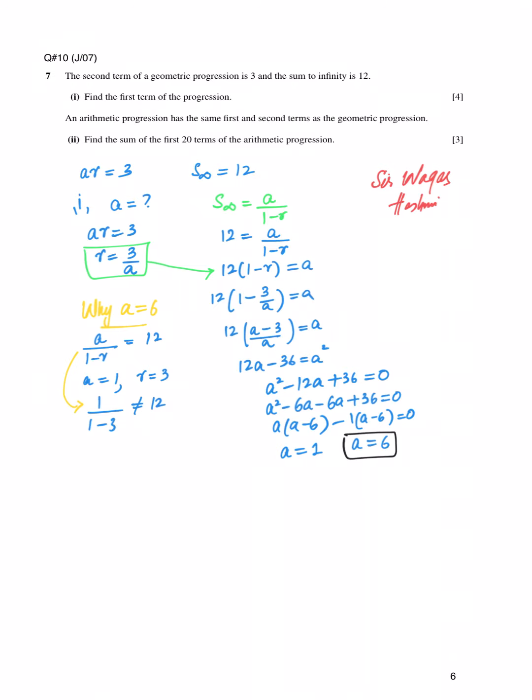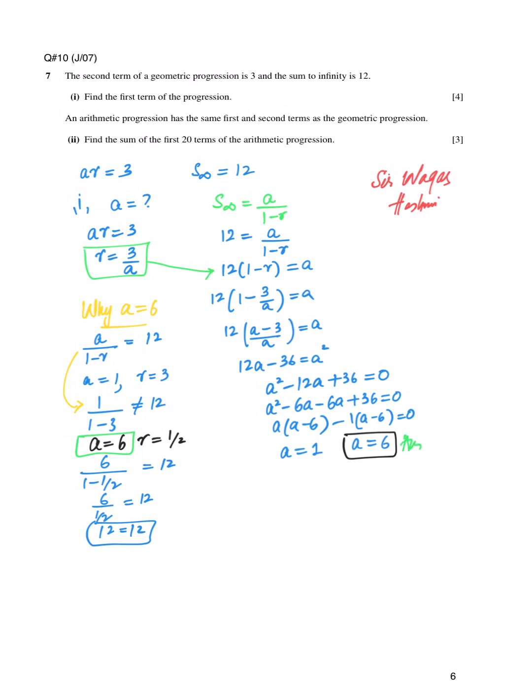Now when A is equal to 6, then the value of R will be 1 upon 2. Now we are going to apply the same working formula. A divided by 1 minus R equals 12, that is the sum of infinity. 1 minus half will be 1 upon 2. So now we are getting 12 equals 12. So that is a little bit of proof why we are picking A equals 6. So that is our answer.